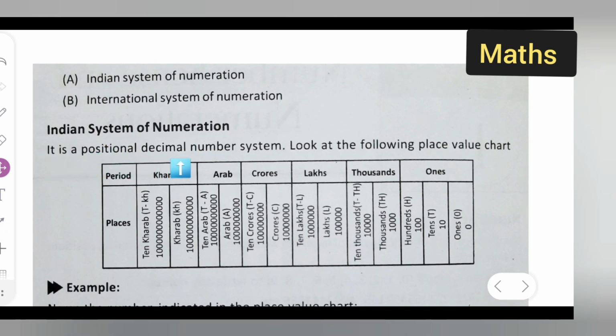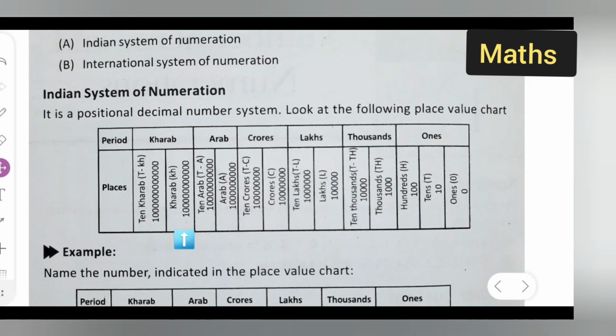It is a positional decimal number system. Look at the following place value chart. So you all have to look at this chart. The place values are Arab, Crores, Lakhs, Thousands, Ones. So first ones, 10, 100, 1000, 10,000, 1 lakh, 10 lakh. Then comes 1 crore, and then 10 crore, Arab. Then you all have 10 Arab, and then Kharab and 10 Kharab.